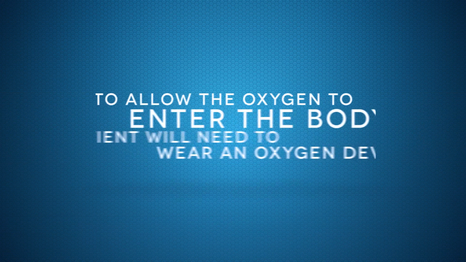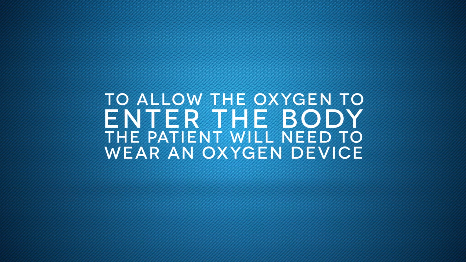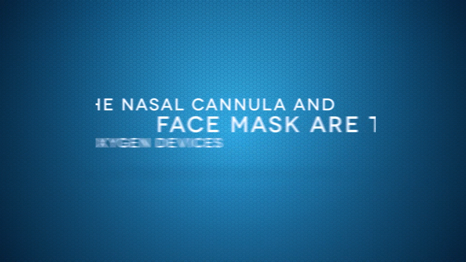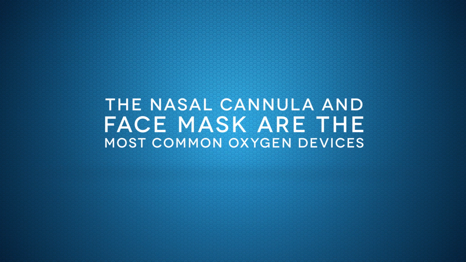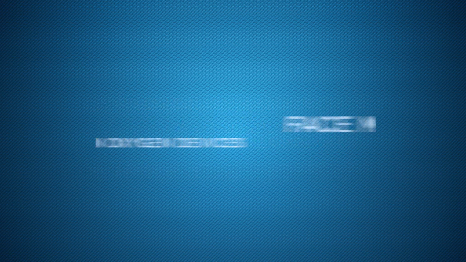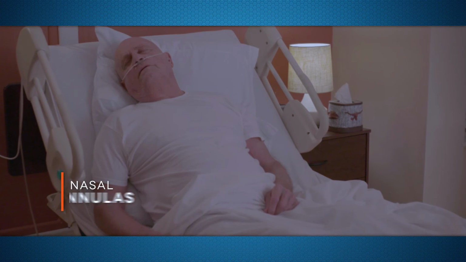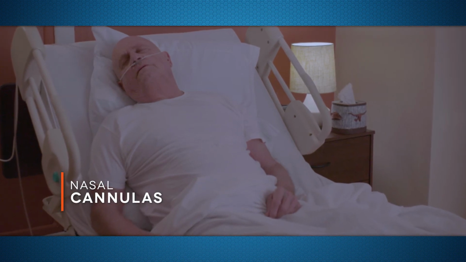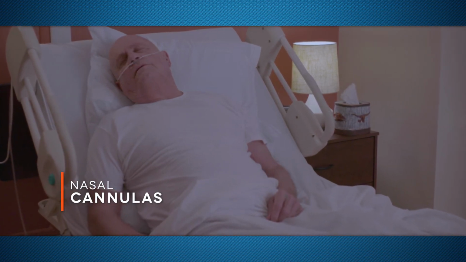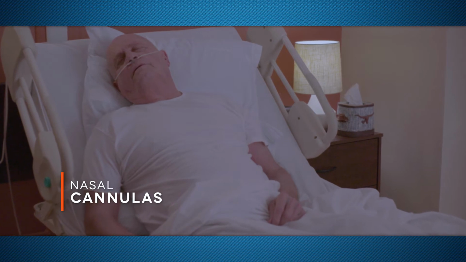Once a patient's oxygen concentration in the blood is assessed, a doctor may order oxygen therapy. To allow the oxygen to enter the body, the patient will need to wear an oxygen device. The nasal cannula and face mask are the most common oxygen devices ordered by doctors for oxygen therapy. Nasal cannulas allow for eating and drinking. When nasal cannulas are used, check under the nose and behind the ears for signs of irritation.